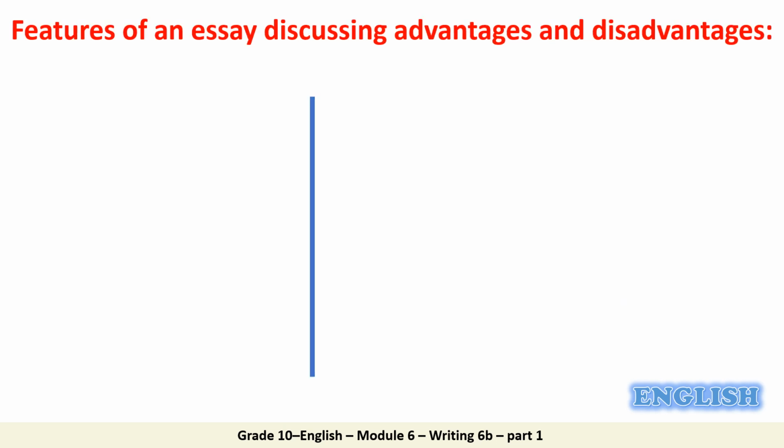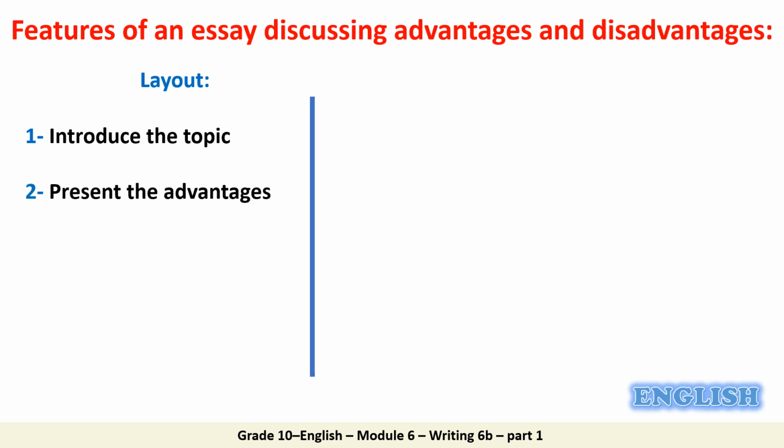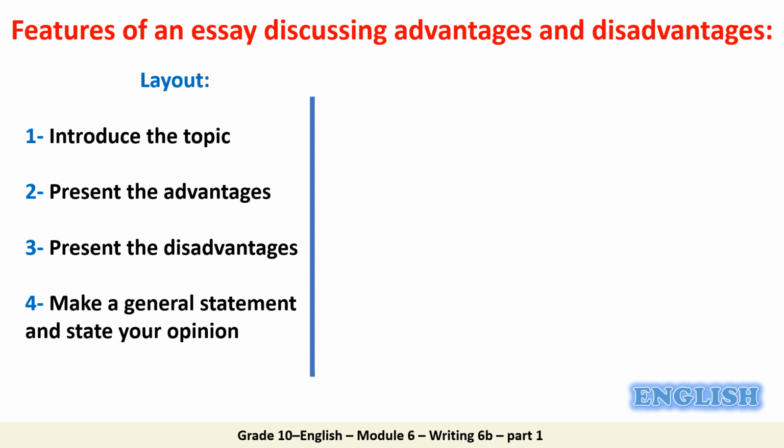All right, now let's recapitulate. What are the features of an essay discussing advantages and disadvantages? First, we have the layout. In paragraph 1, you should introduce the topic. In paragraph 2, you have to present the advantages. In paragraph 3, you have to present the disadvantages. And finally, in paragraph 4, you have to make a general statement and state your opinion.